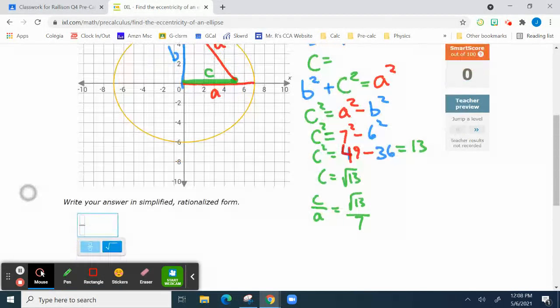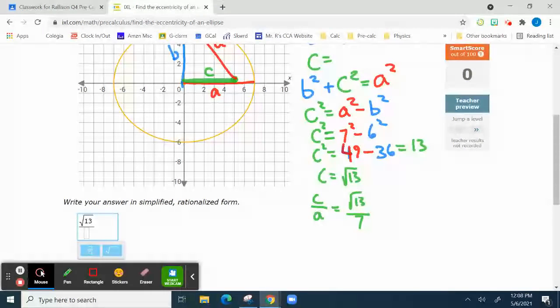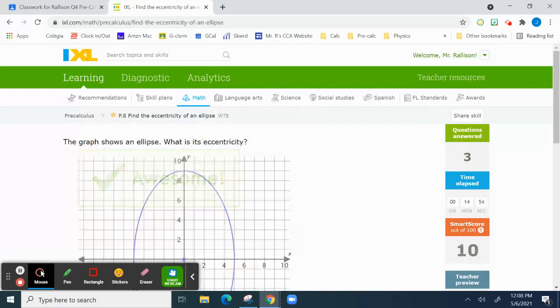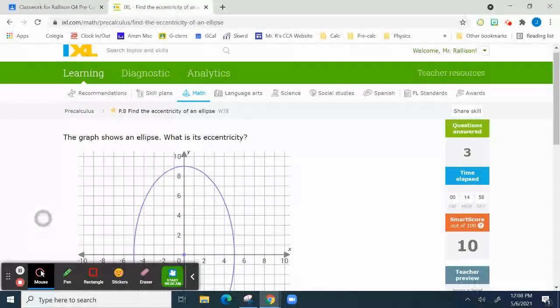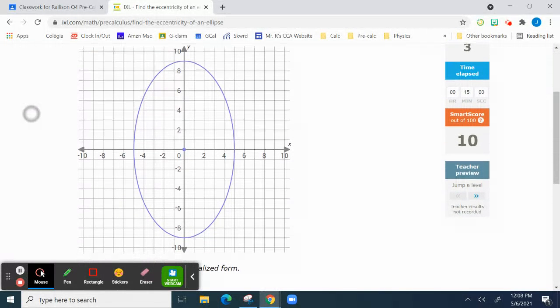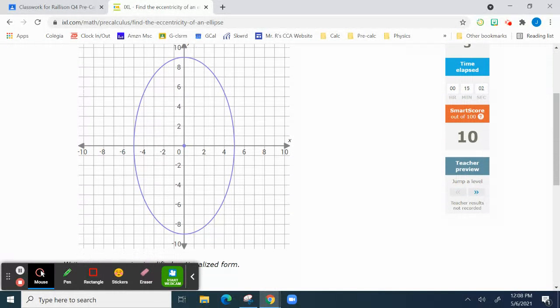Well, square root of 13 over 7. I got the last one wrong, so now I'm all nervous. Ooh, I got it. Awesome. Excellent. All right. So we'll do another one. This one's a vertical one. So that means we just need to take care with our A's and B's, right?